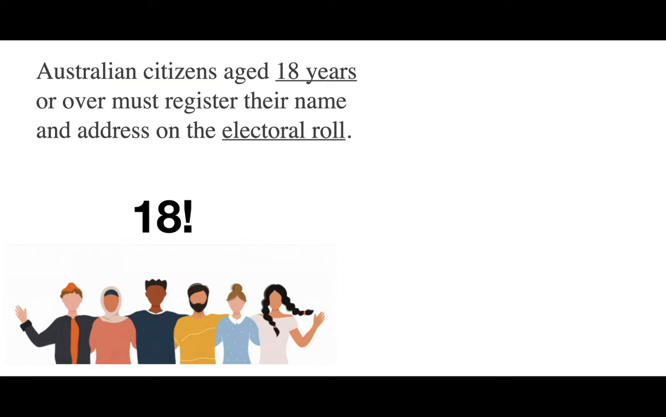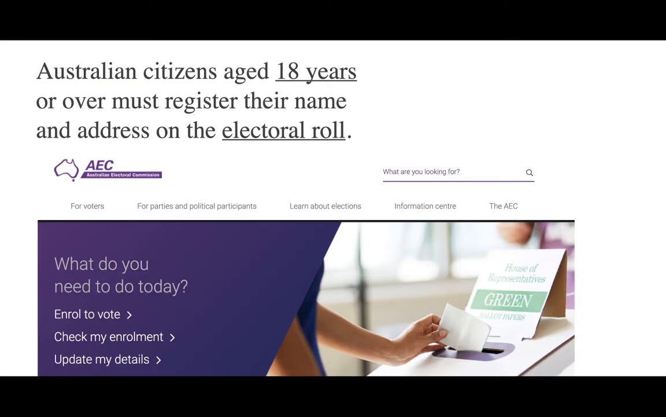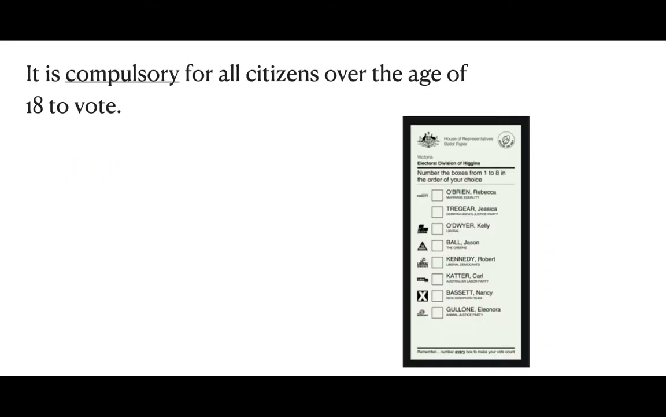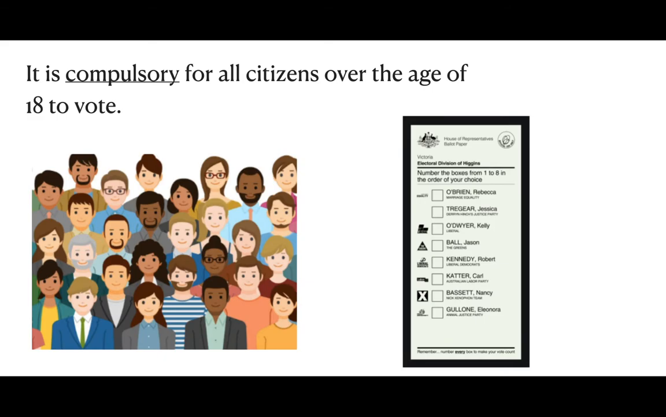Australian citizens age 18 years or over must register their name and address on the electoral roll. This is the website for the electoral roll. So you can go to this website and enroll to vote. You can check your enrollment, and you can also update your details. It is compulsory. That means you must do it for all citizens over the age of 18 to vote. So all citizens over the age of 18 must vote.